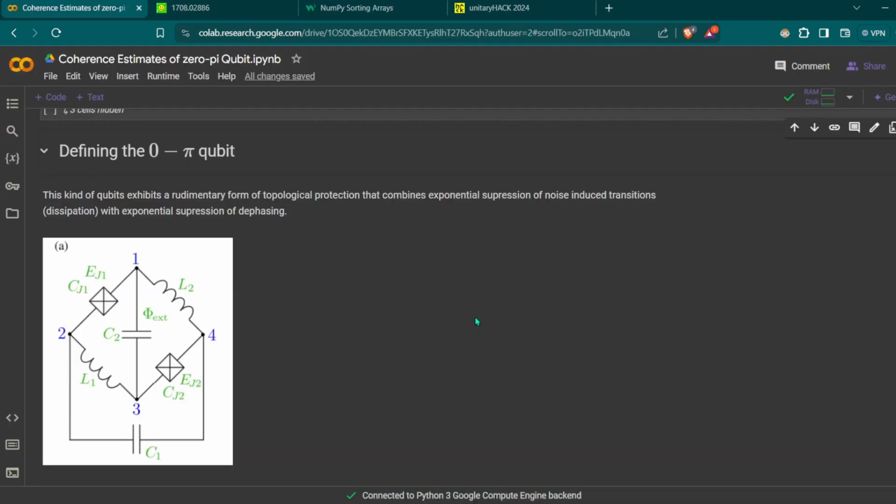Let's start with defining the 0 pi qubit. Now, as the definition says, this kind of qubits exhibits rudimentary form of topological protection that combines exponential suppression of noise-induced transitions, which are the dissipation transitions, with exponential suppression of dephasing. So there are lots of jargons in this, but if I say it in layman terms, it's basically saying that it gives a topological protection against the bit flip and the phase flip errors, which are common in the transmon qubits, which we have. So this is kind of an upgrade from that kind of qubits.